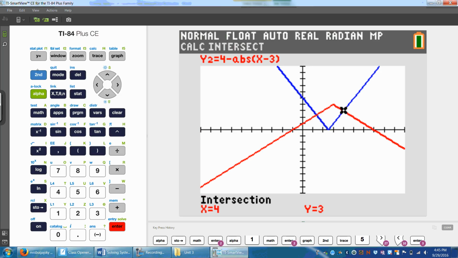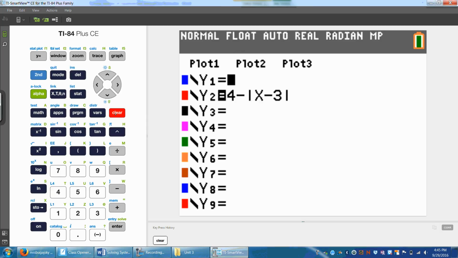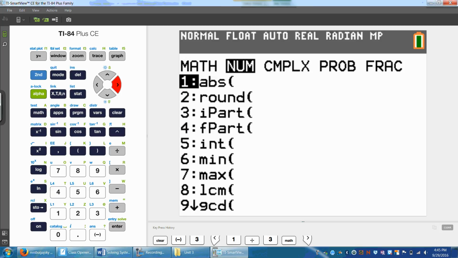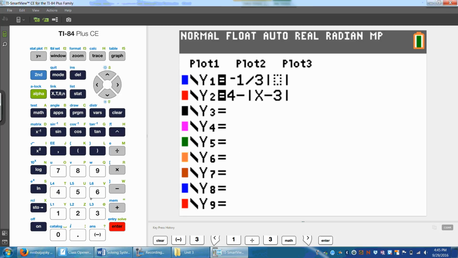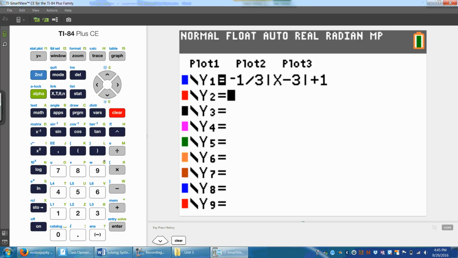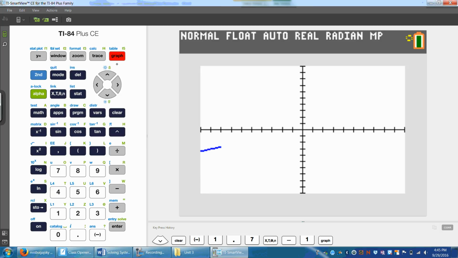So for number 12, I go back to my y equals. I clear out my equations. I type in the new ones, -1 divided by 3. Absolute value is math over to number, x minus 3, outside the absolute value plus 1. And I have -1.7x minus 1. There's the v, there's the line.